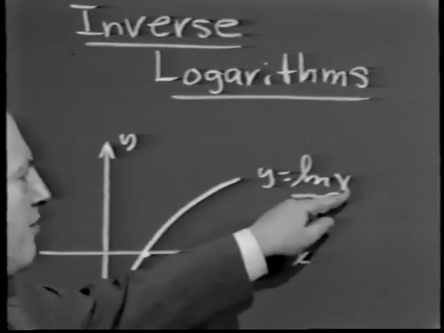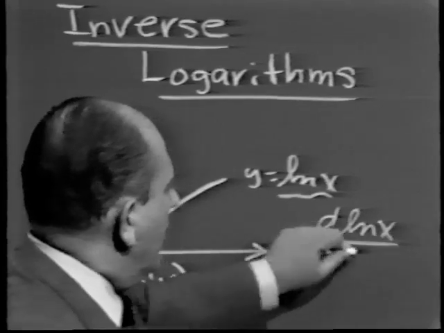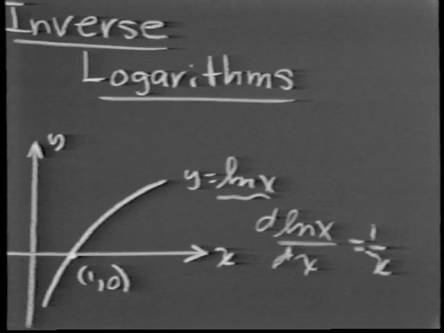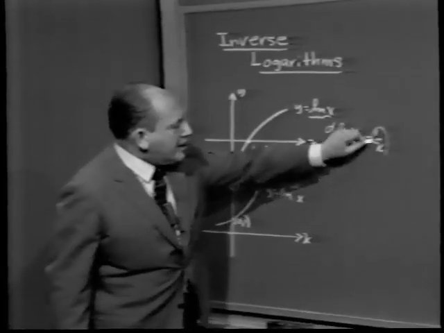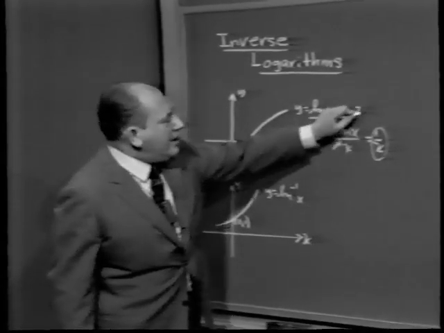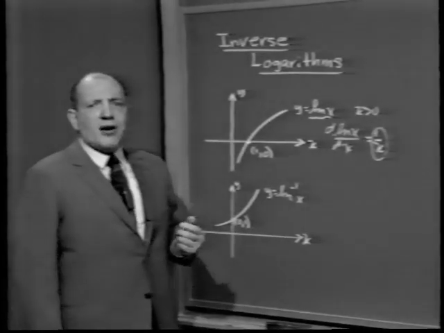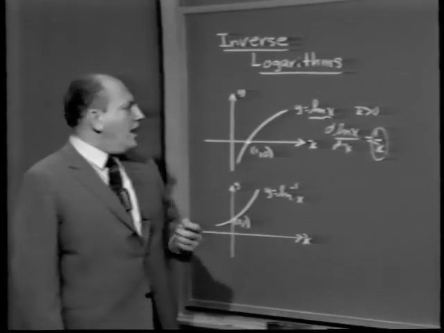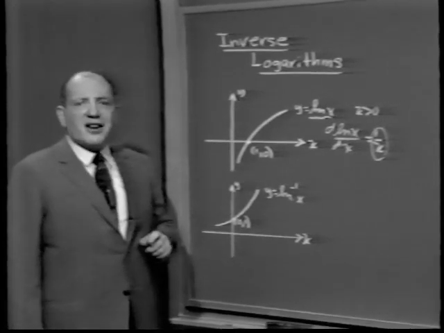This had nothing to do with exponents. It was the function whose derivative with respect to x was 1 over x and passed through the point 1, 0. That uniquely defined this particular function. The point being that since the domain is for positive x, 1 over x is positive, the curve is always rising, which means that the function itself must be 1 to 1. And because the function is 1 to 1, it means that the inverse function exists.